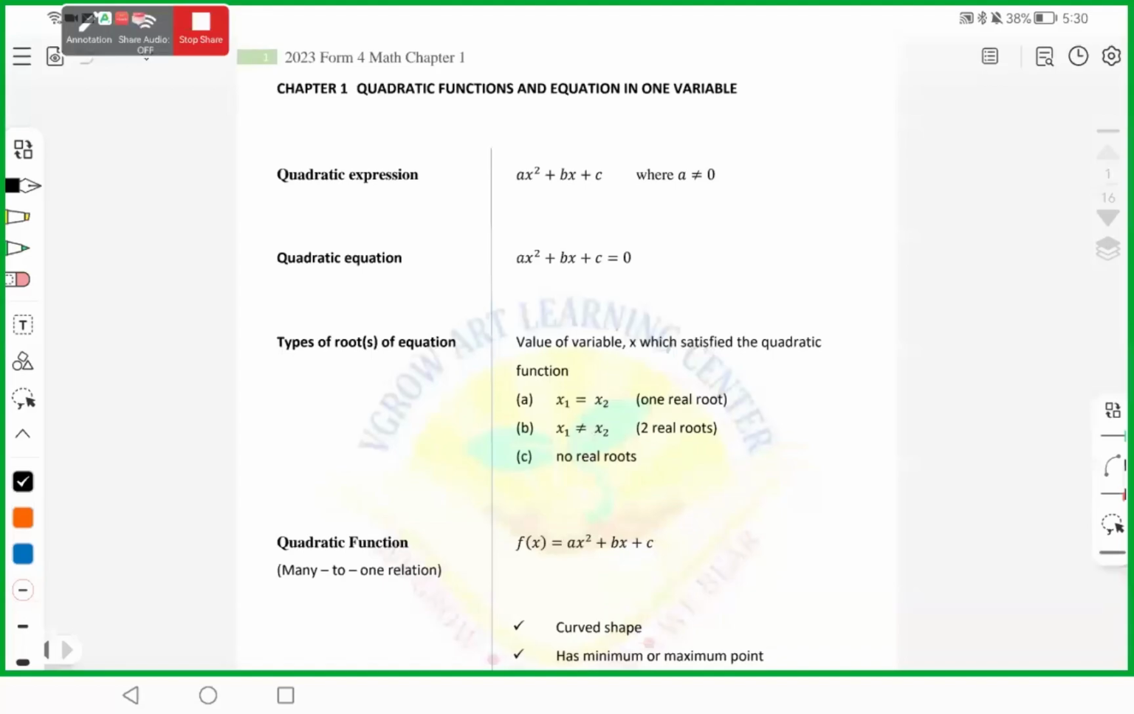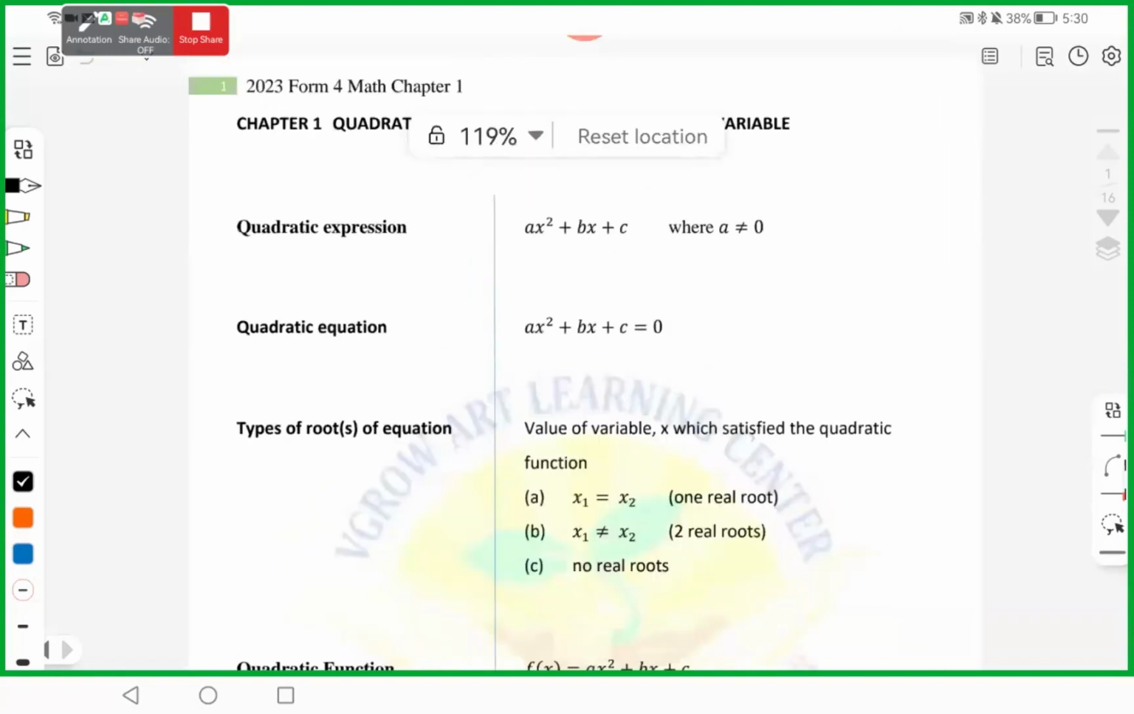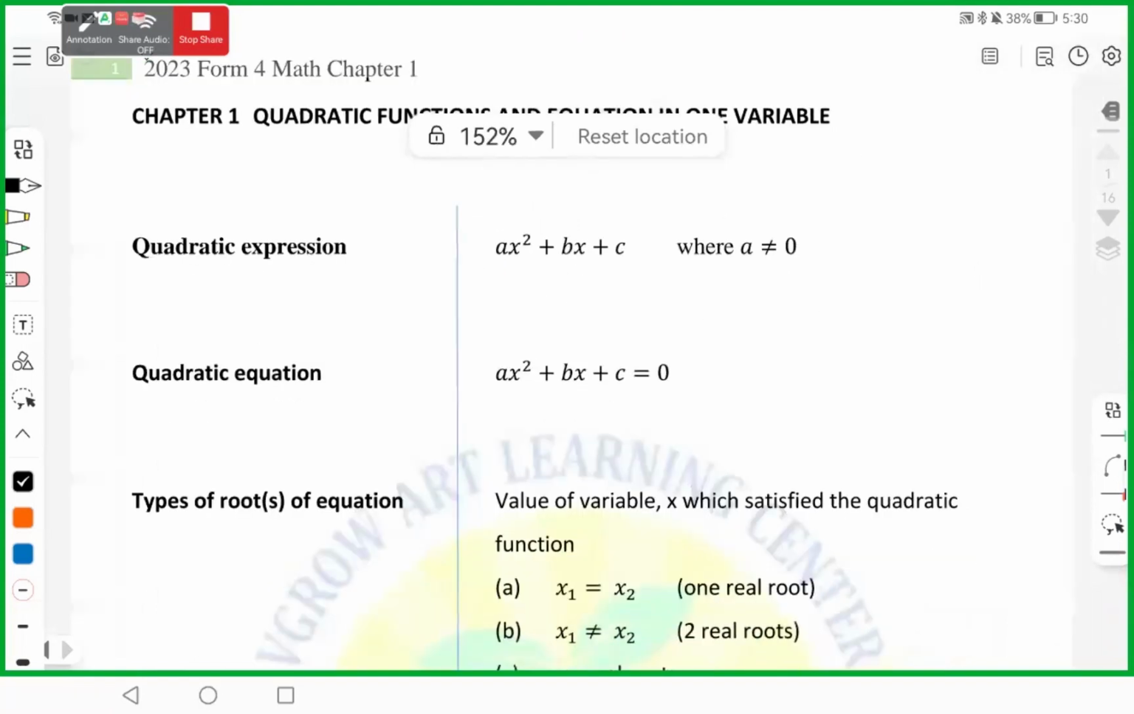So there are total 10 chapters in Form 4. Chapter 1 is quadratic functions and equation in one variable, which you will learn also in additional maths later in chapter 2. It's very similar, but in modern maths it is much more simple. So let's look at the first thing first here.